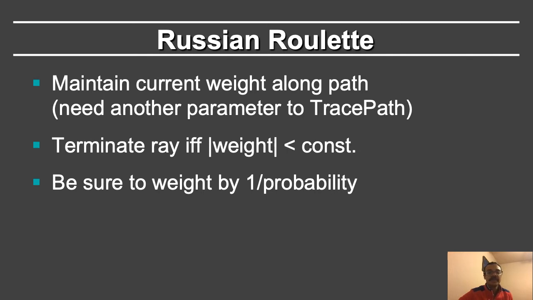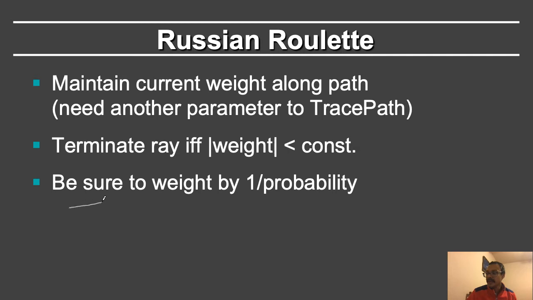So you determine a probability corresponding to the weight, for example, that the ray continues, and you effectively toss a roulette wheel, or more accurately a random number generator, to see if that ray will actually continue. However, if it does continue, in order to be unbiased, you have to weight it by 1 over the probability. Let's see how this works.